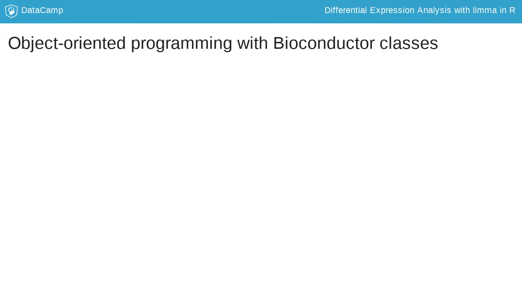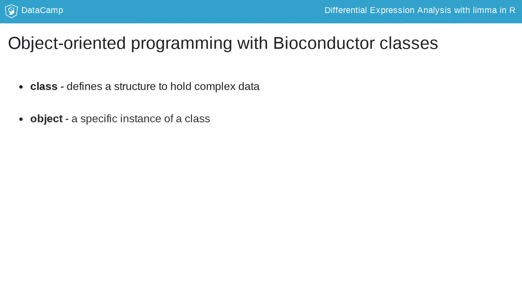Bioconductor provides classes to store the data for complex biological experiments. This is an approach known as object-oriented programming. A class defines a structure to hold complex data, and a variable of a given class is referred to as an object of that class.